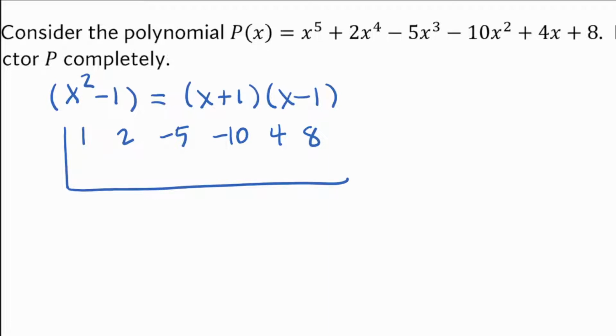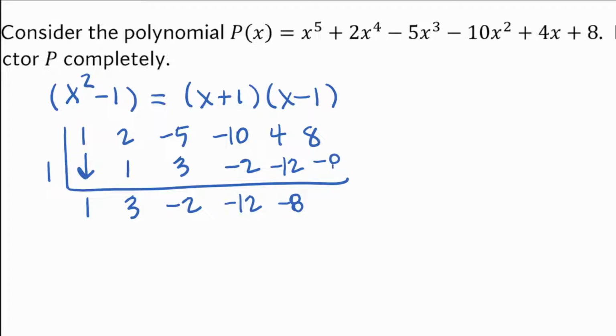I'm going to run this through synthetic division. So I'm going to divide by x minus 1 first. Maybe I'll just use positive 1. Drop it down, multiply, add, multiply, add, multiply. Ooh, yeah, that's going to be all right. Add, multiply, add, multiply, add, and okay, we've got ourselves clean division. Okay, so x minus 1 was a factor.